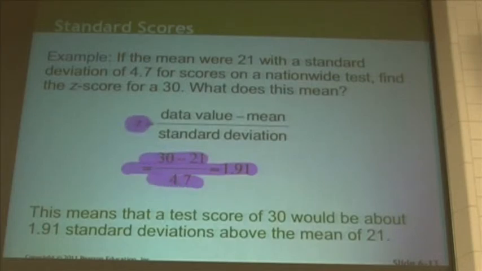That's the z. Z is 1.91. Okay, so that means if you have a test score of 30, you are 1.91 standard deviations away from the mean. Since it's a positive 1.91, you are to the right of the mean. You're above average. Doing good. Okay.